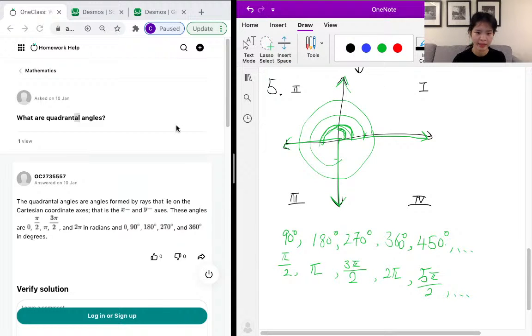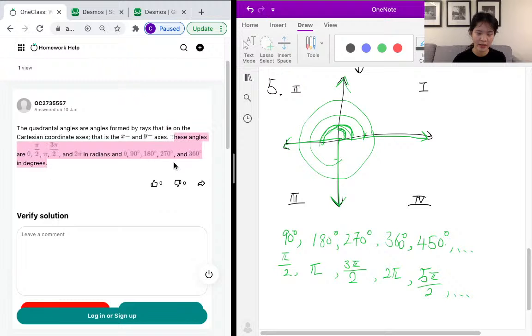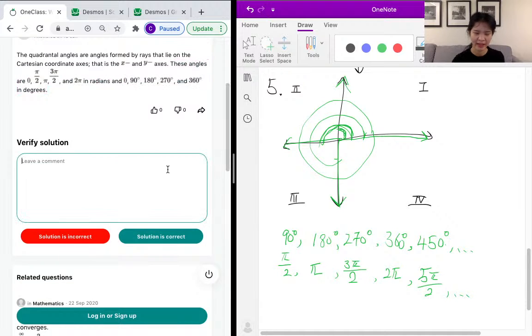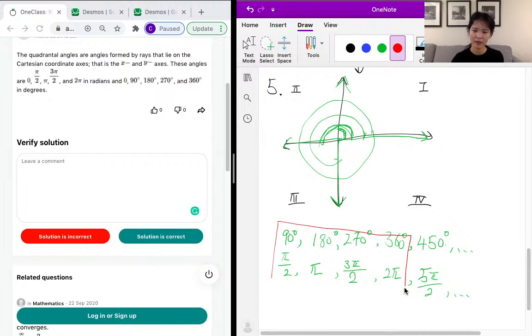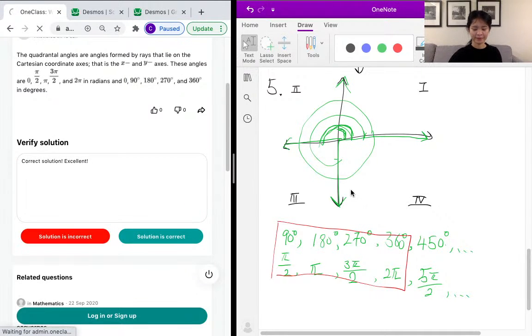Let me just look at the sample solution over here. Yes, they had the definition of the quadrantal angles, and they didn't mention that there can be a lot of different quadrantal angles, technically infinite, but I guess these are the only four you'll probably see. So just covering these is sufficient. Let's just say correct solution. Excellent. And the solution is correct.